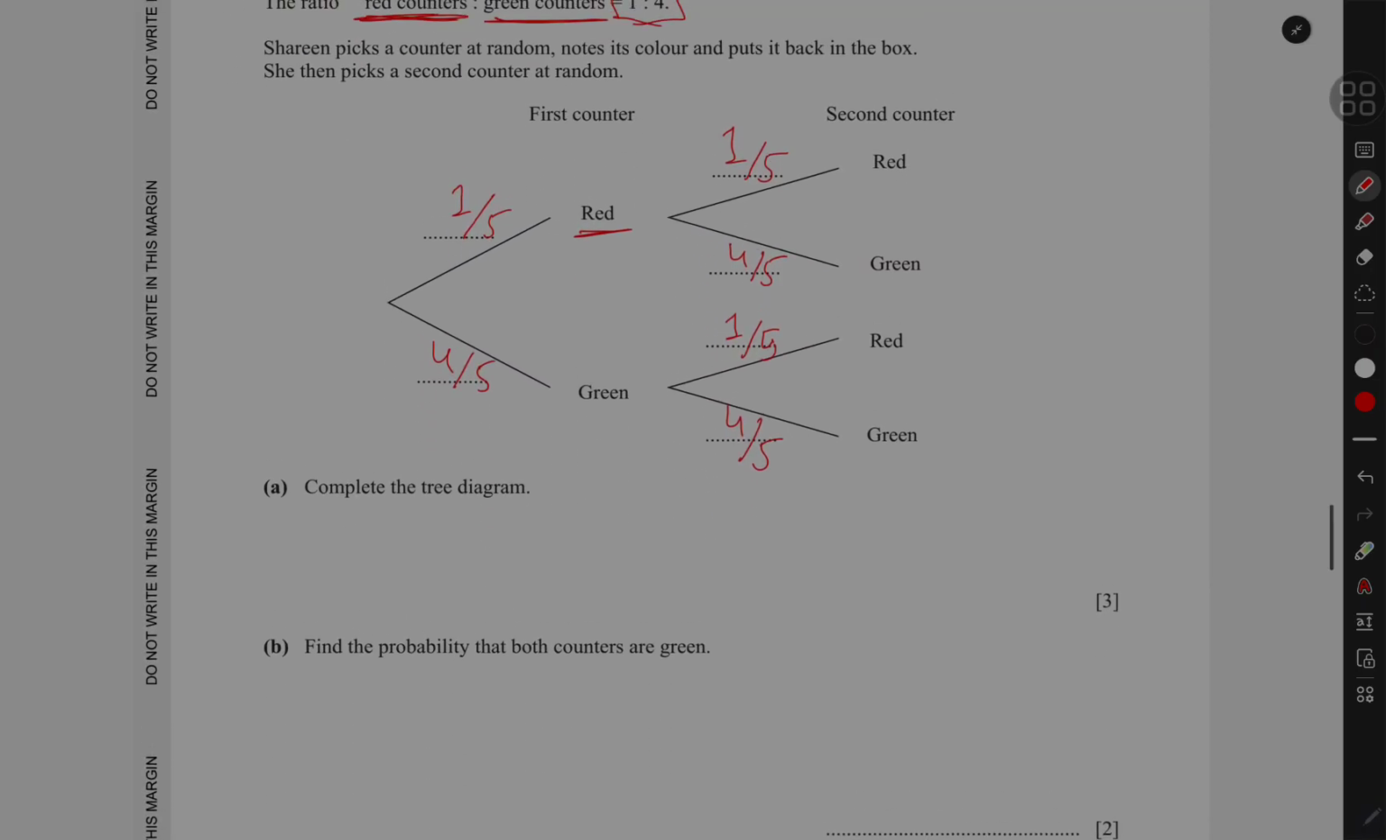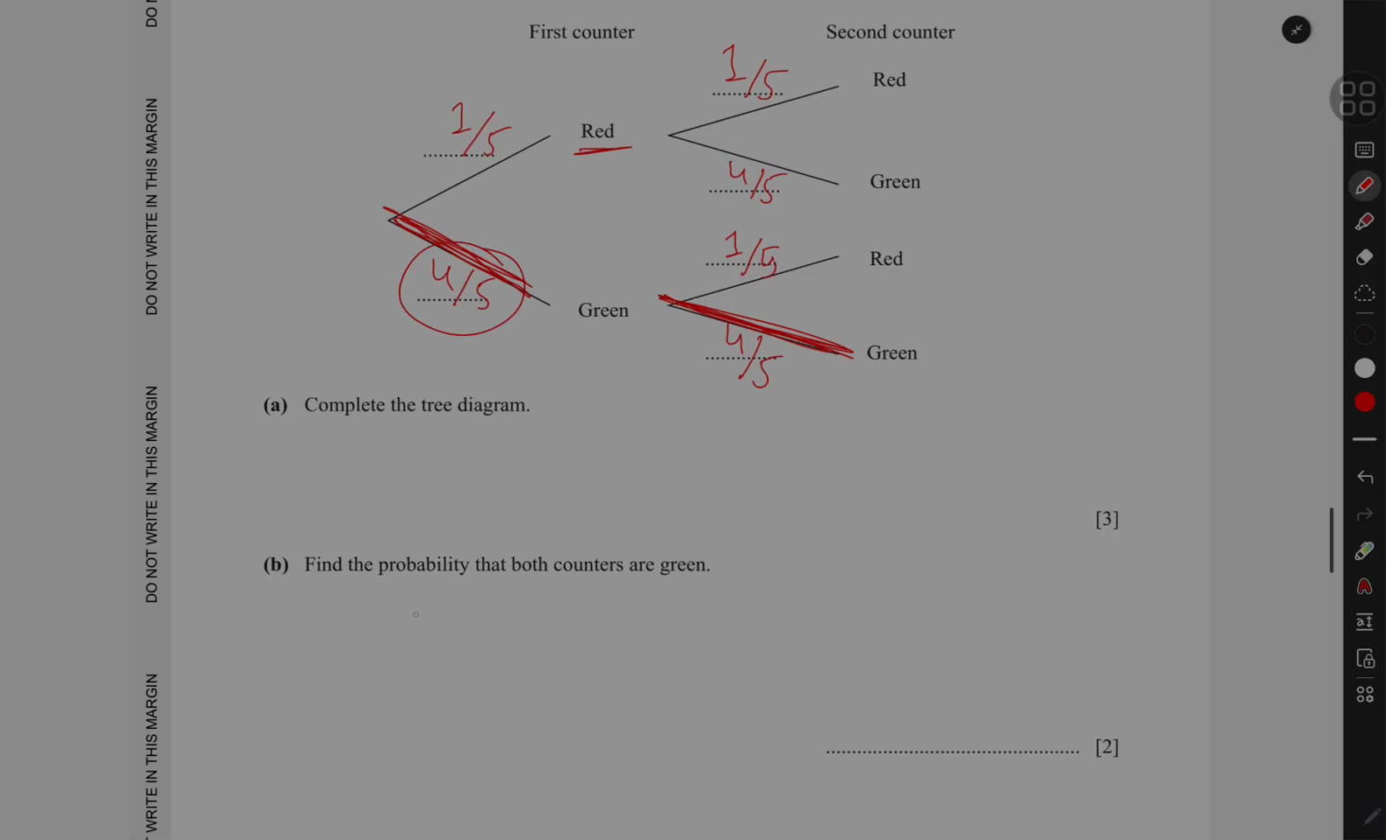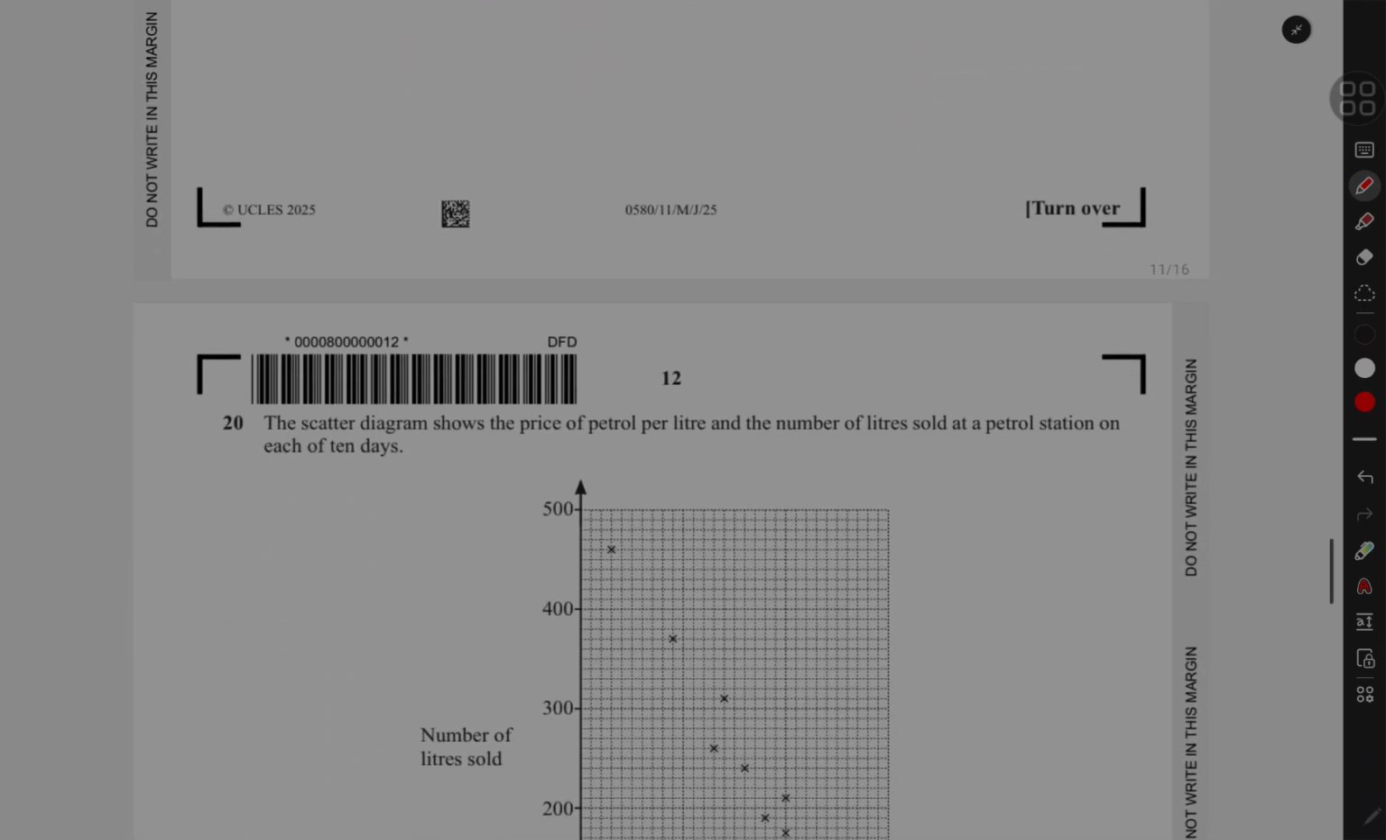Find the probability that both counters are green. So we just go through this diagram. Green and green. The probability of getting a green the first time is 4/5. The probability of getting green the second time is still 4/5. So we just multiply these two. 4 4s are 16 over 5 5s are 25. 16 over 25. That's your answer.